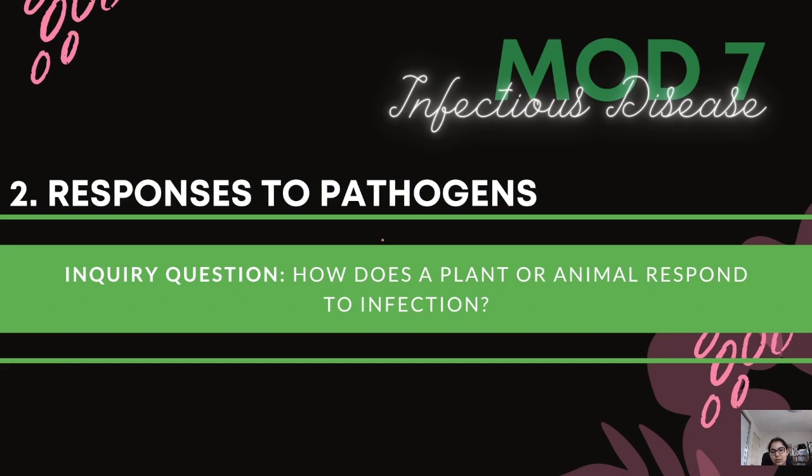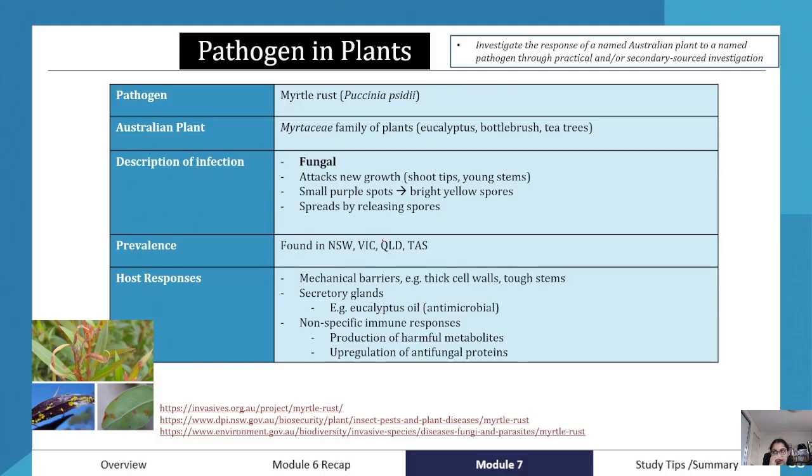We're now looking at the next stop point, which is: what are the responses to pathogens? Our inquiry question is, how does a plant or animal respond to infection? So let's have a look. For this stop point, you will essentially have to memorize and be able to talk about a named Australian plant, and you can gain knowledge of that through either practical or secondary sourced investigation. More than likely you'll be doing secondary sourced information.